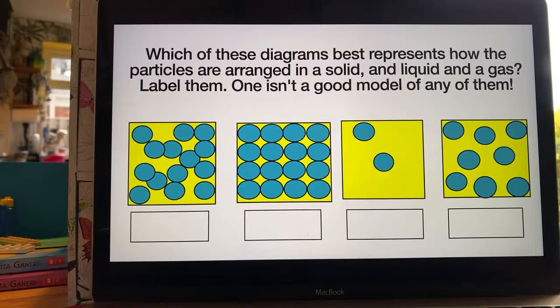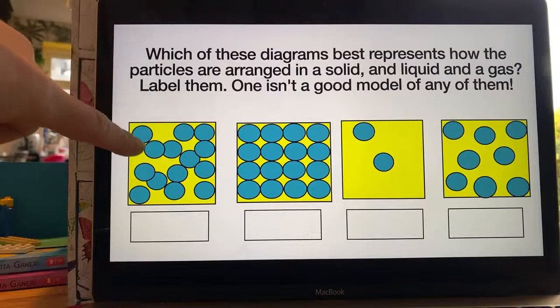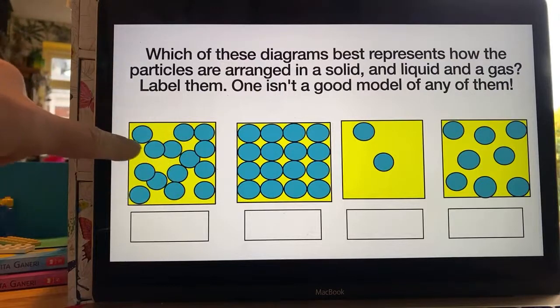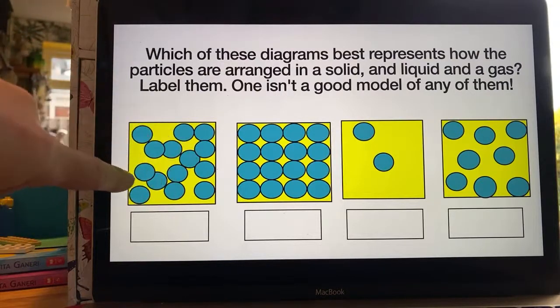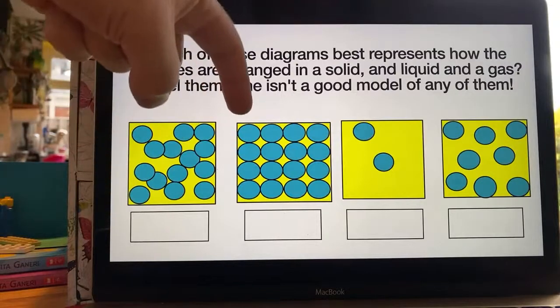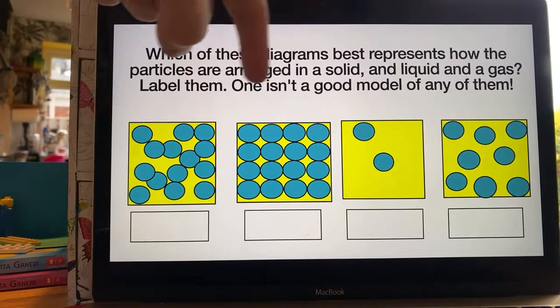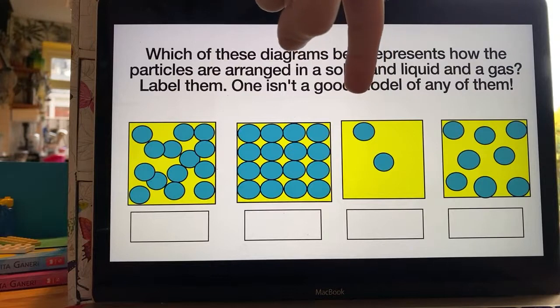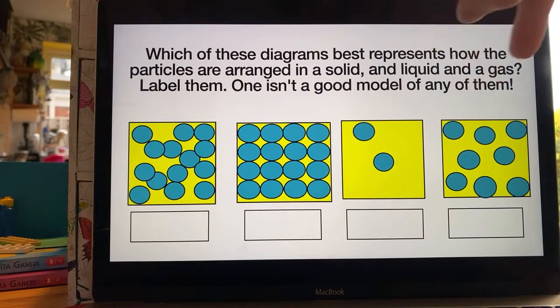So solids and liquids and gases, right? They're all made of particles. They might be atoms, or they might be atoms joined together to make molecules. We'll just call them particles, and we'll think of them as little balls. How are they arranged in a solid and a liquid and a gas? We've got a box where there's lots of balls, and there's gaps between the balls, and some of the balls are touching and some of them not. We've got a box where all the balls are very neatly arranged in very rigid rows. We've got a box that's only got 2 balls in it, and we've got a box that has got more balls in it, but they're not touching each other.